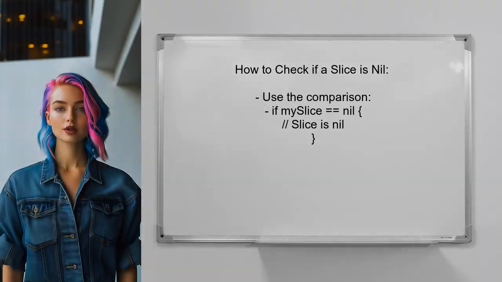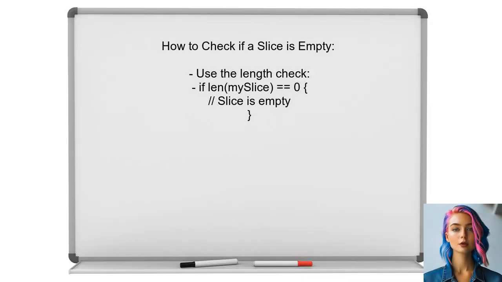To check if a slice is nil, the user can simply compare it to nil. If the slice is nil, it will evaluate to true when compared to nil. To determine if a slice is empty, the user can check its length. If the length is 0, then the slice is empty, regardless of whether it is nil or not.